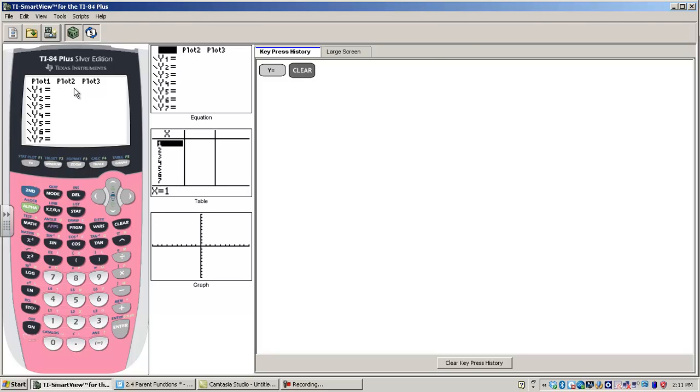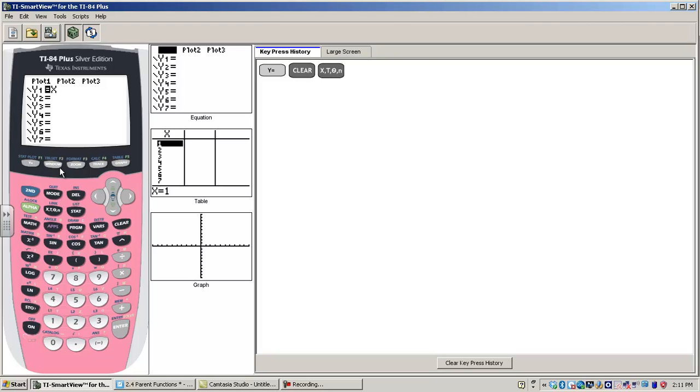Right here in y1, we want to graph y equals x. Well, the y equals is already there, so all I have to do is tell it x. If you look to the right of the alpha key, there is a button that has all these letters on it. The first letter on there is an X. If you push that button, you have an X. So I've entered in my equation y equals x.